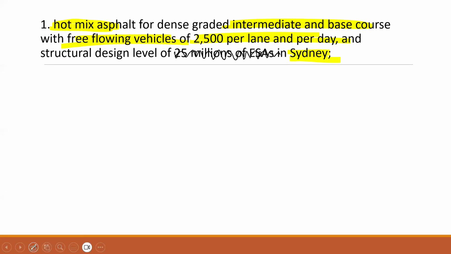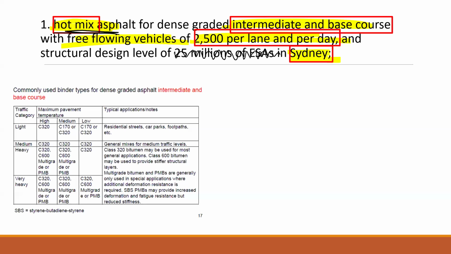Can you refer to your lecture notes and tell me, for hot mix there are 2 tables in your lecture notes. One for wearing course, the other one for base course and intermediate course. So which one do you select? There are 2 tables. Which one needs to be selected? The table for the intermediate and base course, or the table which is for the wearing course? Which one? Intermediate. So you select this, right? Not the other one. Am I right? Is this the table you select?